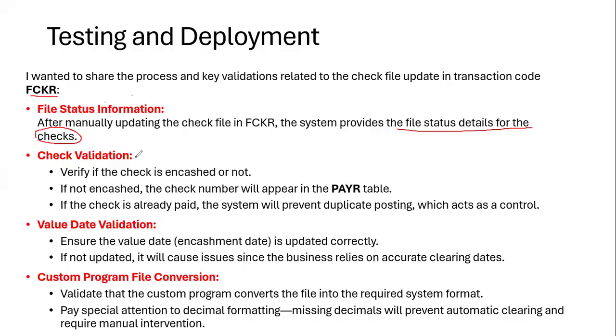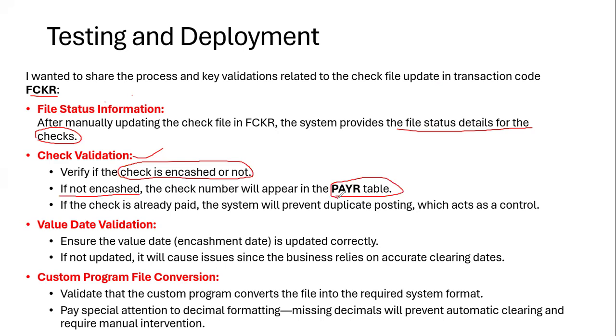Here, when we are going to check validation, verify whether the check is encashed or not. When we do the automation, the initial step is that the program is going to validate whether the check is encashed or not. If it is not encashed, then the check number will be available in the PAYR table. Even if it is encashed, the check is available, but it will not process encashed checks.